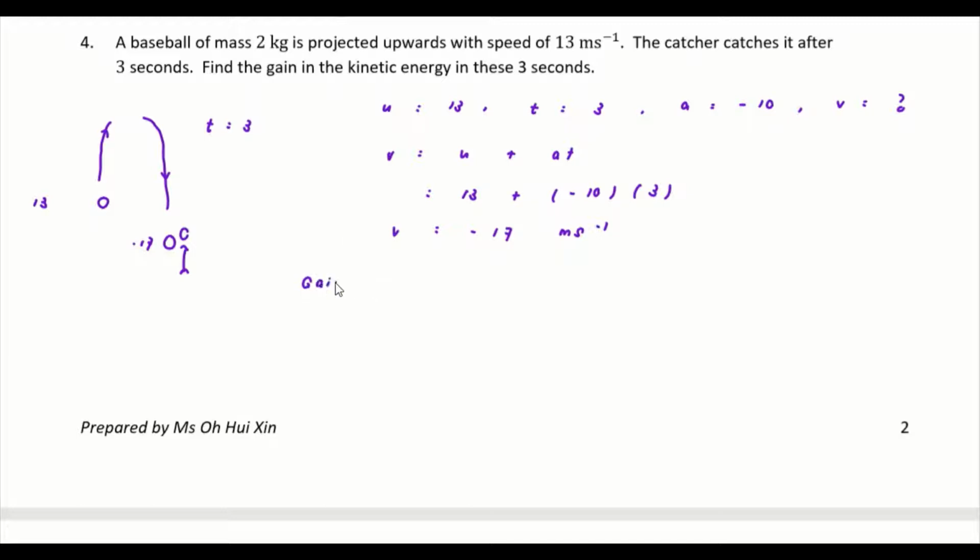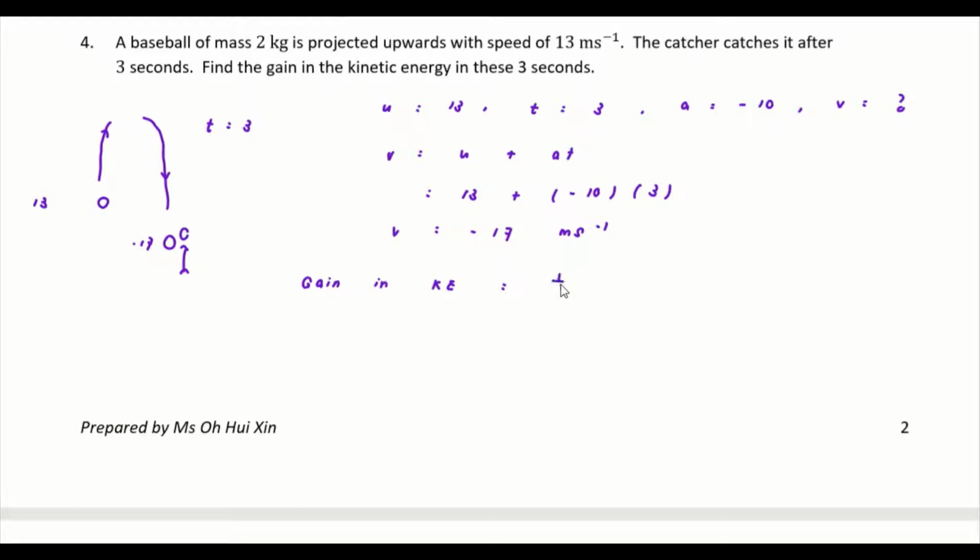In this case, we can straight away write the gain because it's the same thing. No worry, if you have the loss in KE, then it means your initial is larger than your final, and you can do the initial kinetic energy minus the final kinetic energy also. So depending on how you want to approach it.